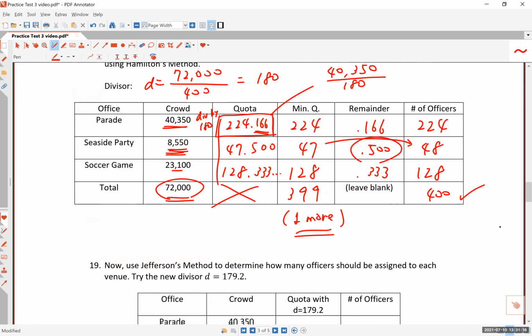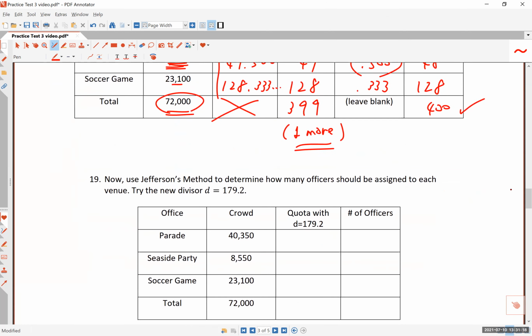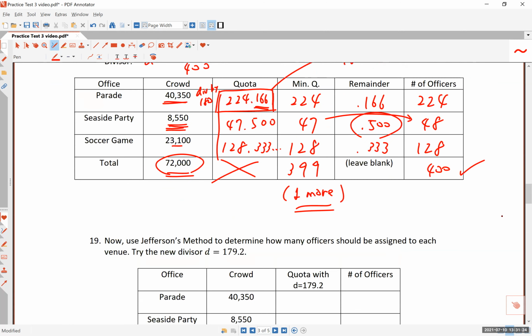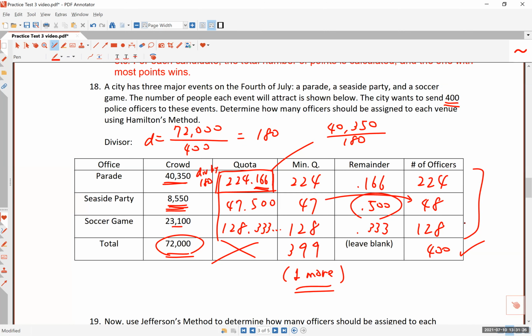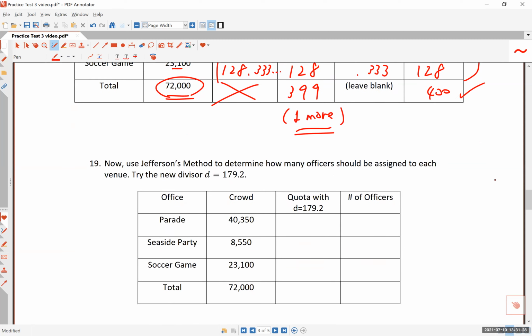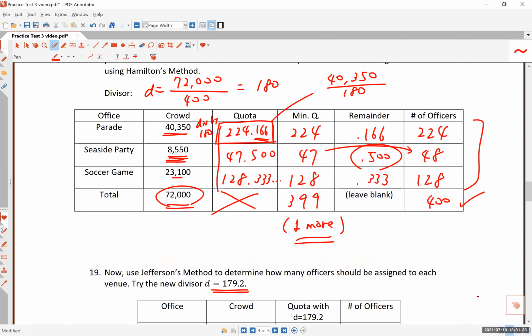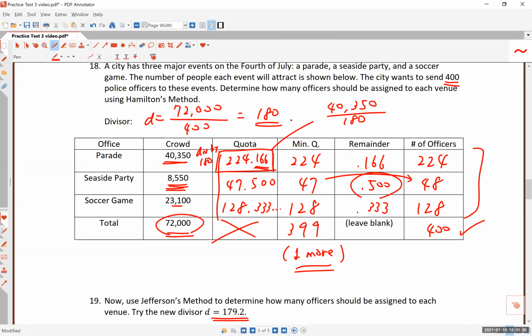In fact, it's exactly the same numbers here. Let's use Jefferson's method to see how many officers should be assigned to each venue. The answers will be kind of similar to this, but they may be off by 1 or 2. Now, theoretically, you're supposed to come up with a number that is going to work. Okay, now I use 180.